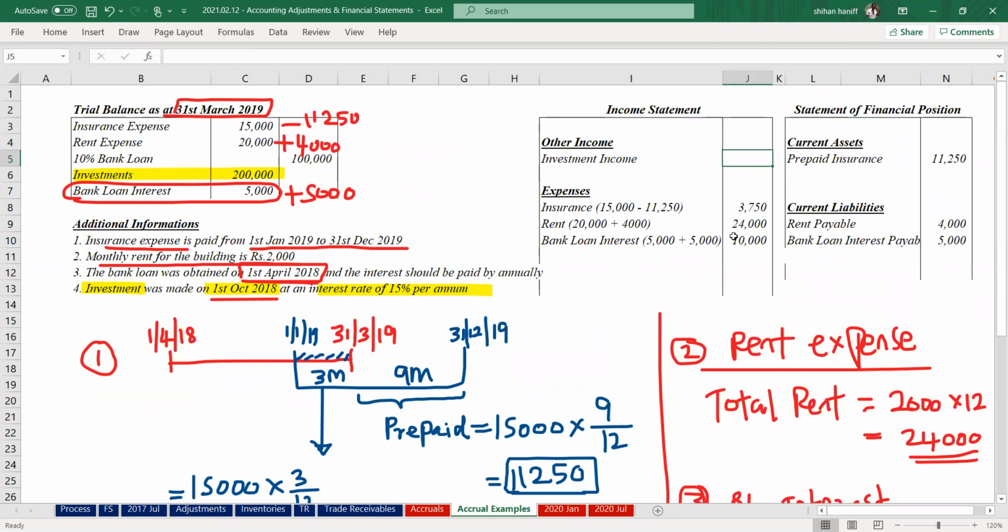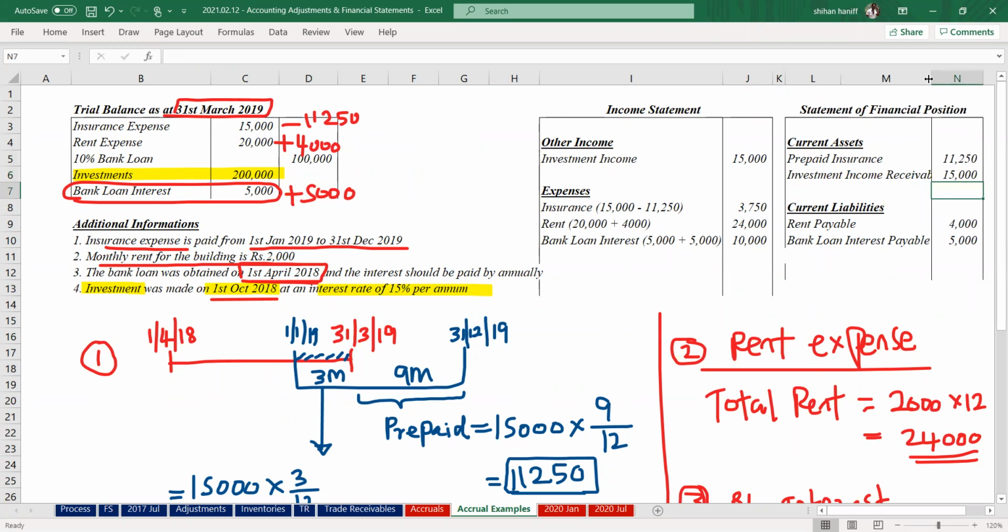And we can record here other income. There is no receipt. Therefore, the total 15,000 is receivable. Investment income receivable is 15,000.